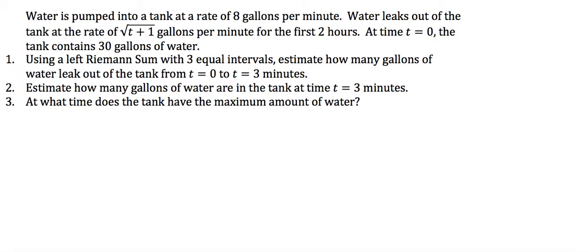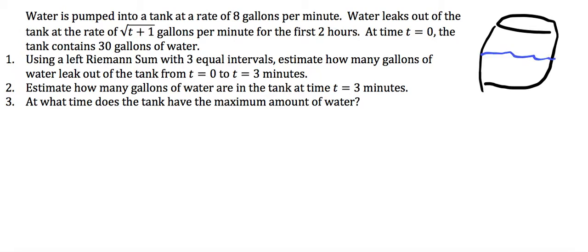Okay, so let's try to imagine maybe how this looks. So you have a tank of water. I'm drawing this as though it was a cup, but let's say I have a tank of water, and there's some water in here, and there is water that's being pumped into the tank. So I imagine a nozzle, and then there's water flowing into the tank, and that is a rate. This is a rate of 8 gallons per minute.